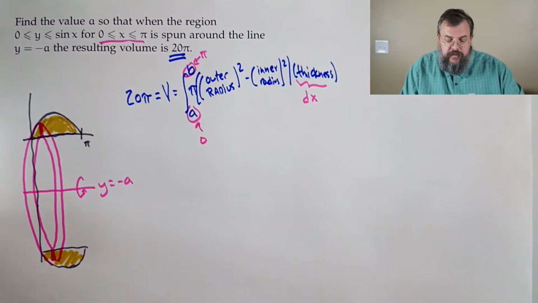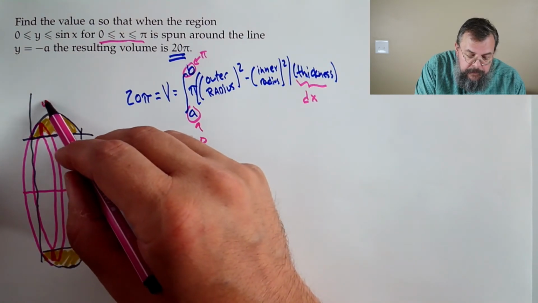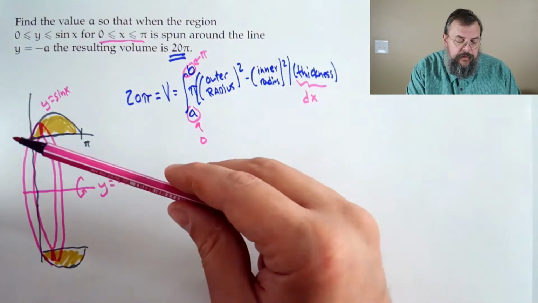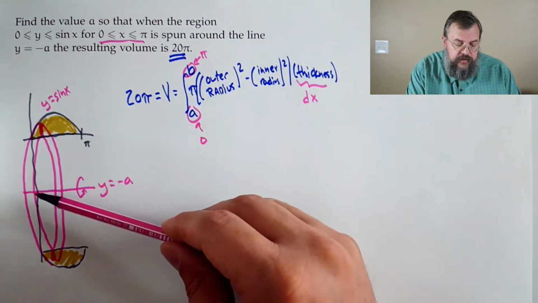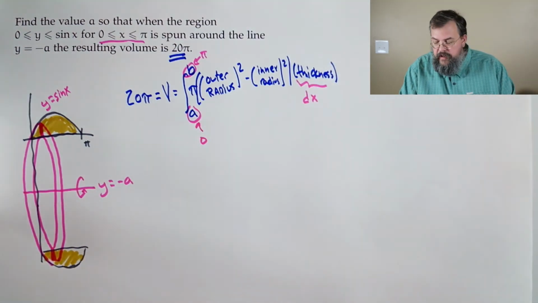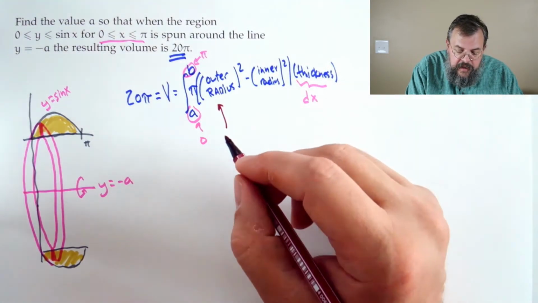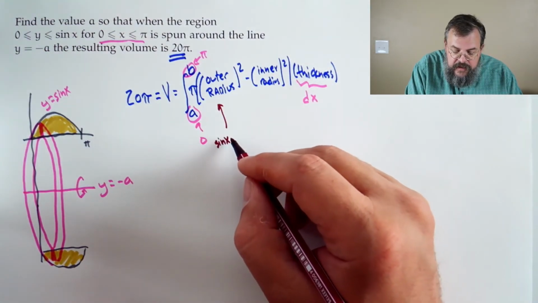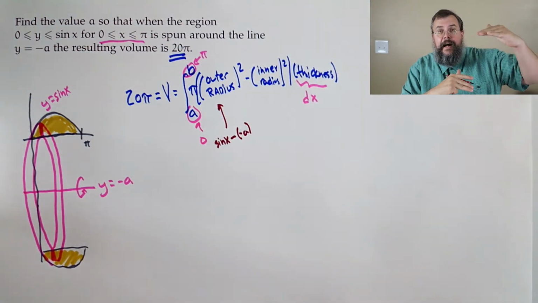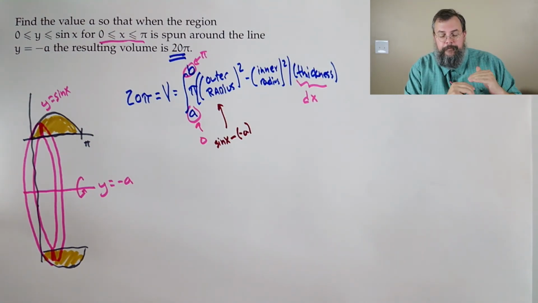What about our radiuses? Well, we have to think about it. Now, the top, the further part, is the sine. So, if I'm going from sine of x down to negative a, that's the outer radius. So the outer radius is going to be, I'll be really careful here, we're going to take sine of x, subtract negative a, right? So it's high minus low. Sine of x, subtract negative a.